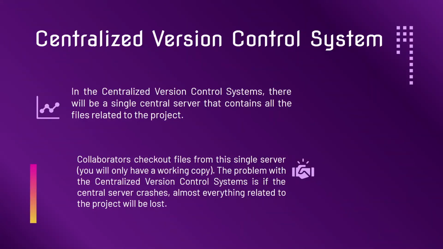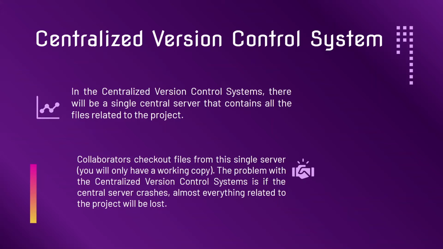Next we have the centralized version control system. In a centralized version control system, we push our code to a remote repository. It can be a server, a master computer, or a centralized computer. Any changes we make in our local project get transferred to a single central server. It will contain all the files related to the project.